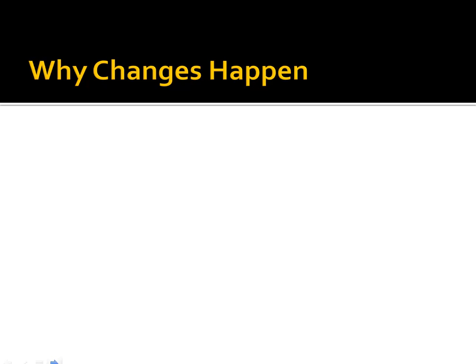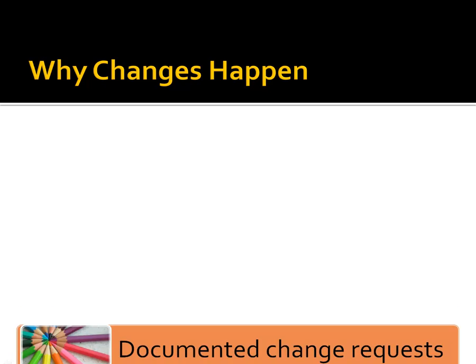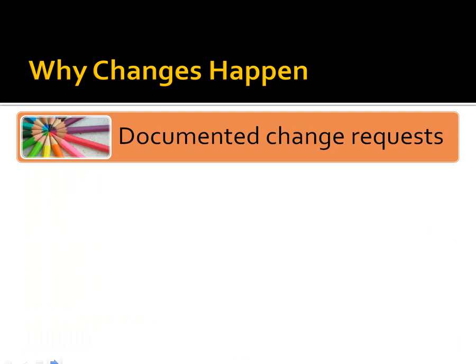One of the first things you have to do as a program manager is understand why changes happen in a program. One of the fundamental reasons why is documented change requests, that people have change requests. And this is very common in a program. Change is expected to happen in a program.